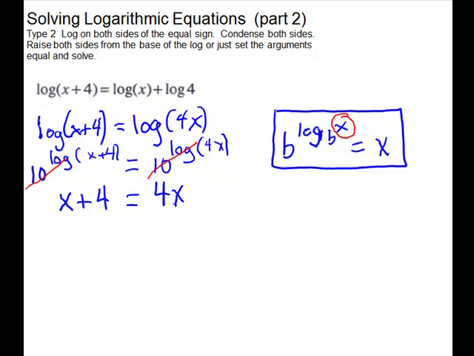This is a nice linear equation. So I'm going to subtract this x from both sides. So 4 equals 3x. Divide by 3. So x equals 4/3. Remember to check with these. Back in the original, you cannot take a log of a negative number or 0. So if I put 4/3 plus 4, that's fine. That is more than 0. Log of 4/3, that's also fine. And this one already has the 4 in there. It does not have a variable. So your answer is 4/3.